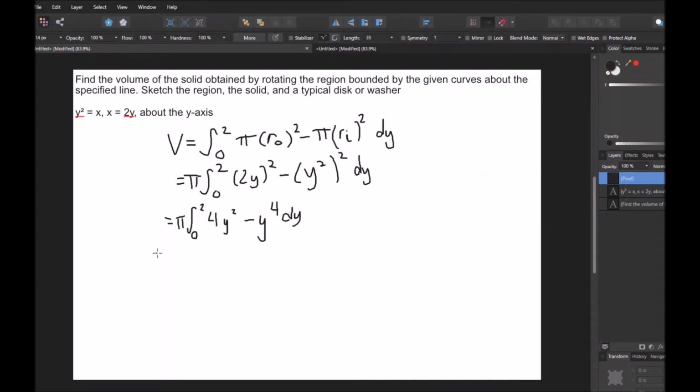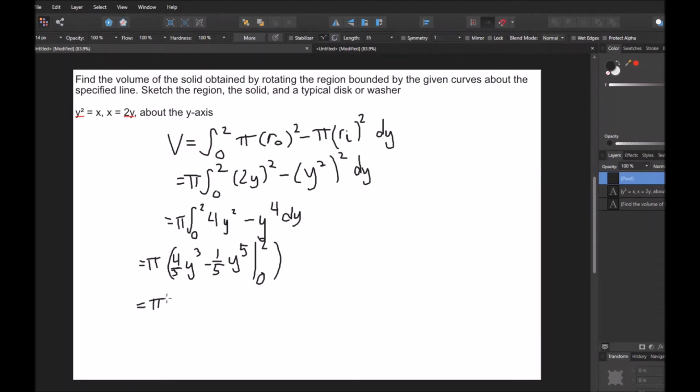And then when I go to evaluate this integral, I'm going to have pi times 4/3 y cubed minus 1/5 y to the 5th, like that. I'm going to be evaluating from 0 to 2. Again, I'm not going to write the 0 part out because it would just be 0 minus 0, which is 0, and it wouldn't affect the answer. So I'm just going to skip the 0 step. If you want to do the 0 step, feel free to, if it helps you understand it better.